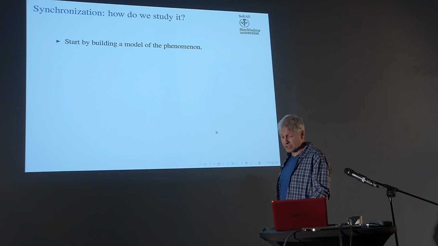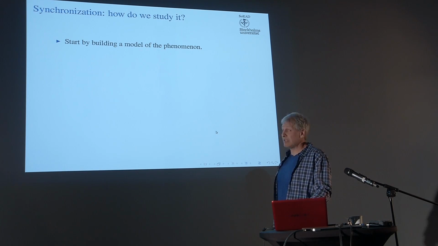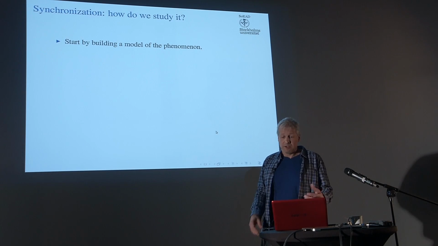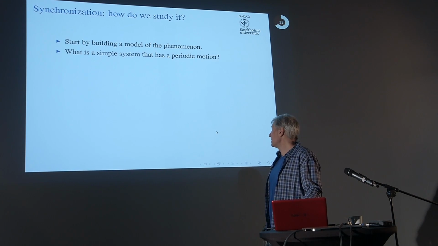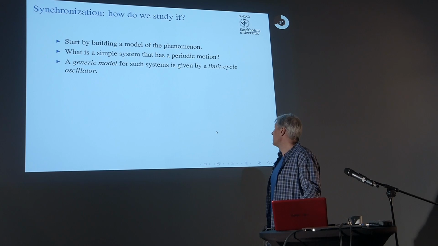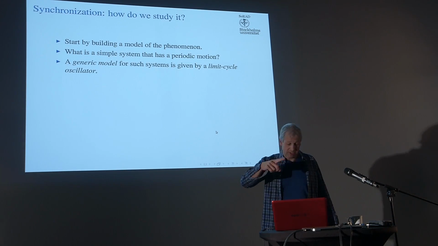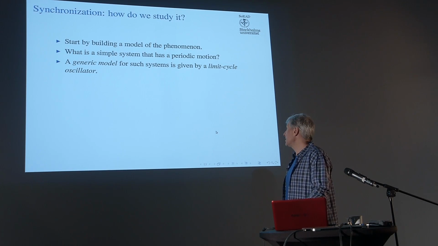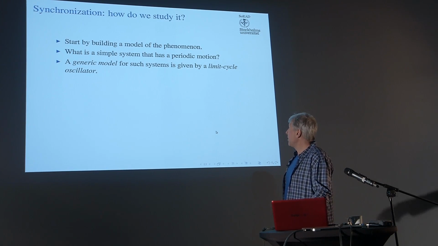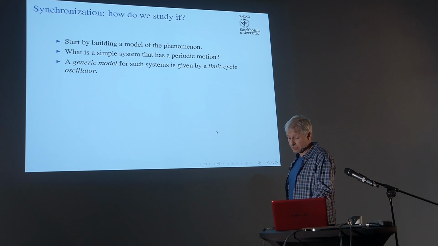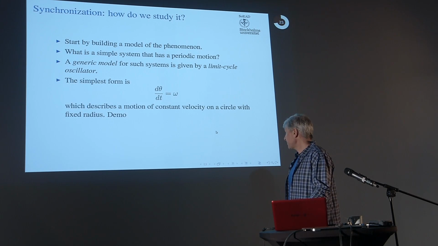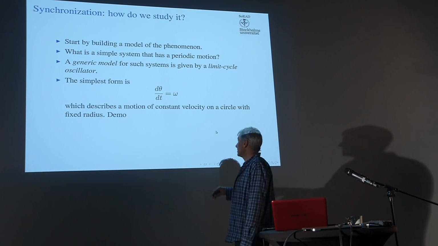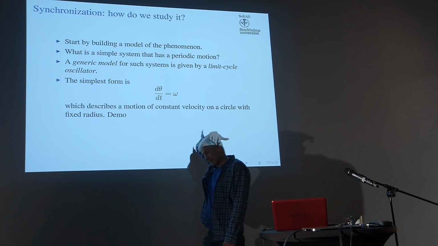So how do we study synchronization? Well, as I said before, we need a model. So we should build a model of the phenomenon. It should be a simple model with a periodic motion that has this oscillation. And the simplest generic model is called a limit cycle oscillator. And mathematically, the simplest form you can give it is this differential equation.